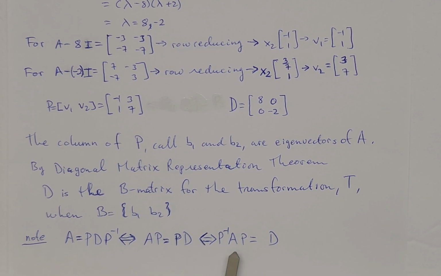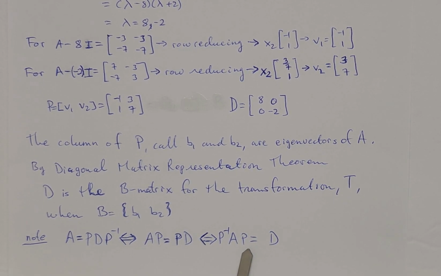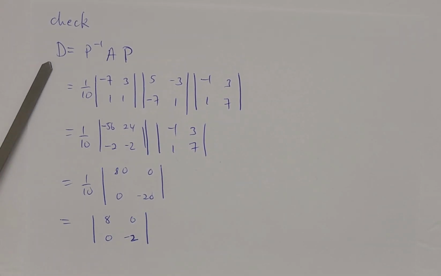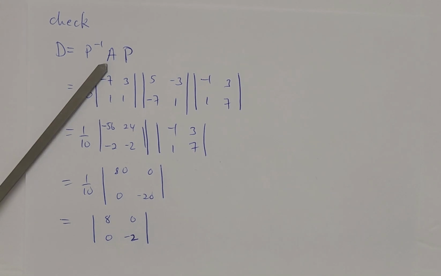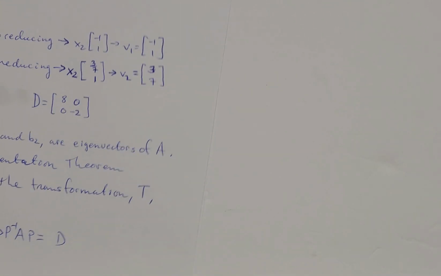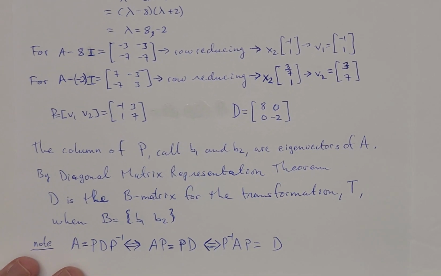So P inverse times A times P gives me the diagonal. Now we're going to use that to check if this is true for the problem that we just did. So here's my D, here's my P inverse, A the original matrix, and here's the P. For the sake of time, I already have the inverse here. I hope you remember how to do the inverse.